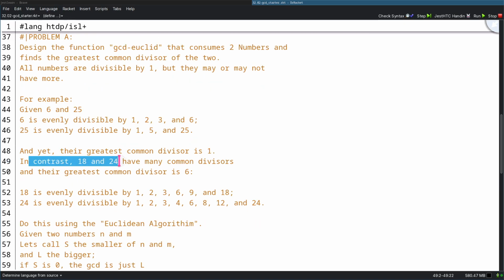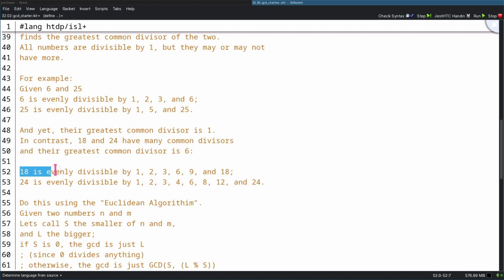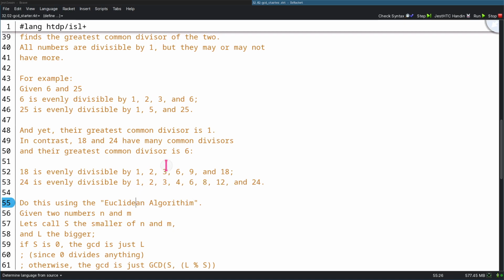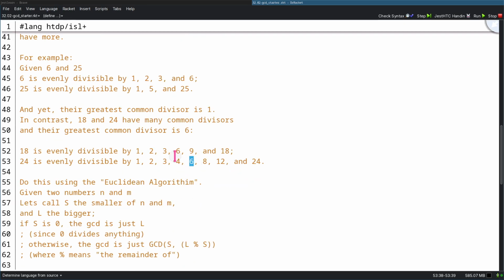In contrast, 18 and 24 have many more common divisors, and their greatest common divisor is 6. So 18 is evenly divisible by 1, 2, 3, 6, 9, and 18. 18 times 1 is 18, 3 times 6 is 18, 9 times 2 is 18, 2 times 9 is 18, etc. 24 is evenly divisible by 1, 2, 3, 4, 6, 8, 12, and 24. But their greatest common divisor is 6. They both divide evenly by 6.